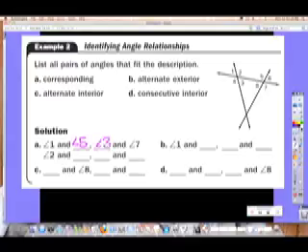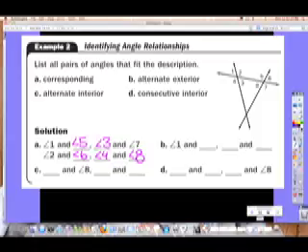Okay, letter B is alternate exterior. Guys, try this one on your own. And letter C is alternate interior. Try this on your own. Go, go, go. Guys, shout out. Angle 1 and angle? I heard 5. Are you sure it's angle 7? Angle 1 and angle 7? Alternate exterior, I agree with that. Okay, what's the pair we're missing? Nicely done. Angle 4 and angle 6.